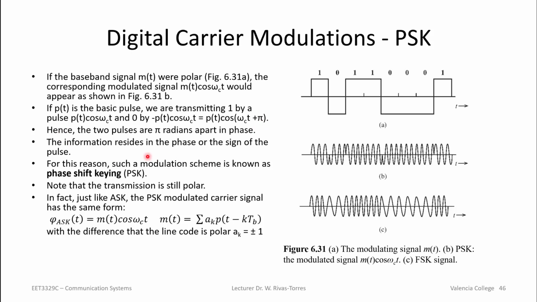So now you have two pulses that vary only by pi radians in phase. The information does reside in the phase or the sign of the pulse, either way you want to look at it, and therefore we call this phase shift keying, or PSK. Notice the transmission is still polar. You have two distinct signals.